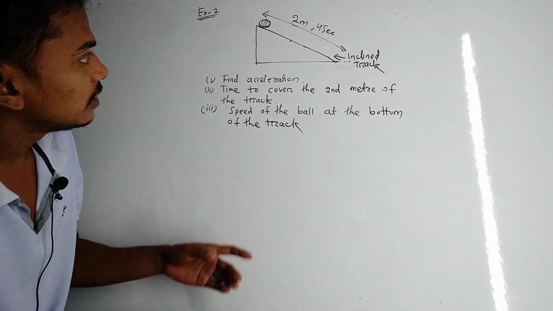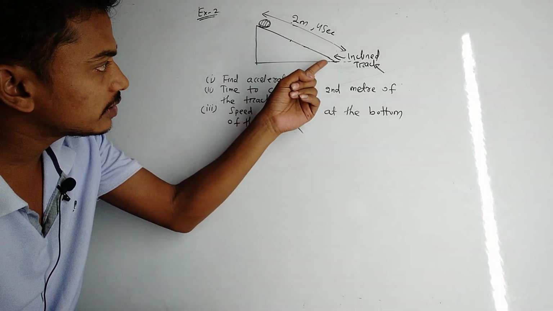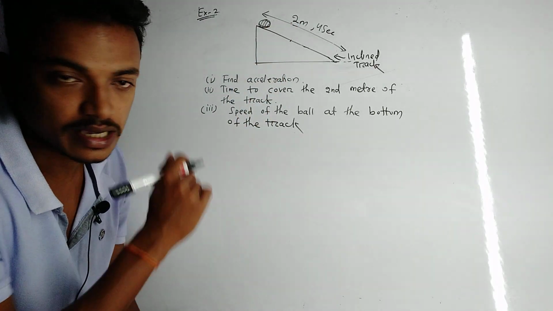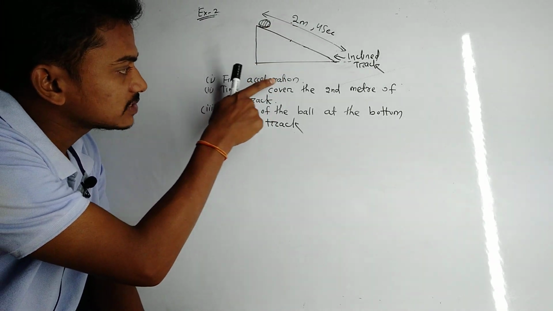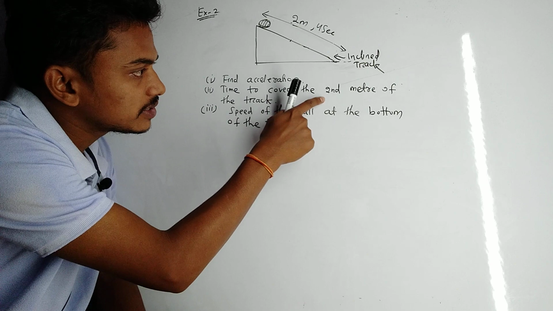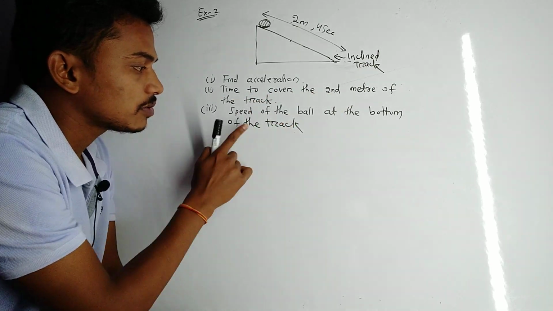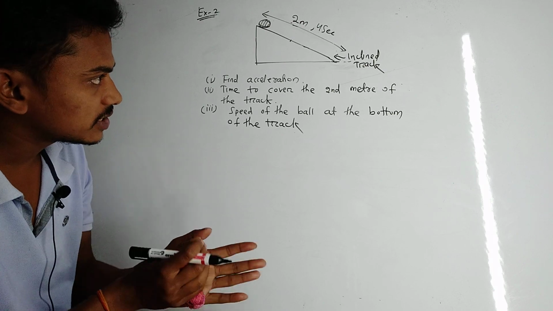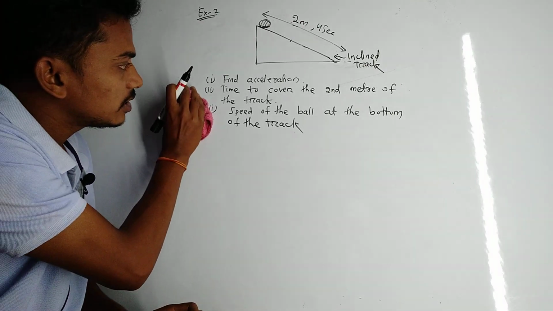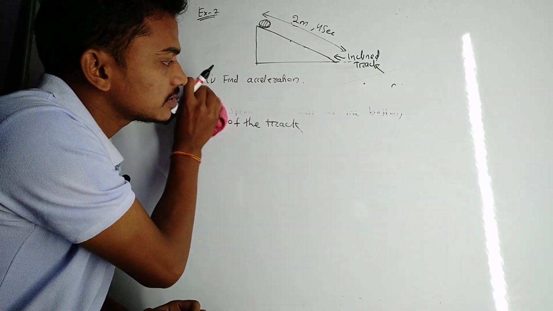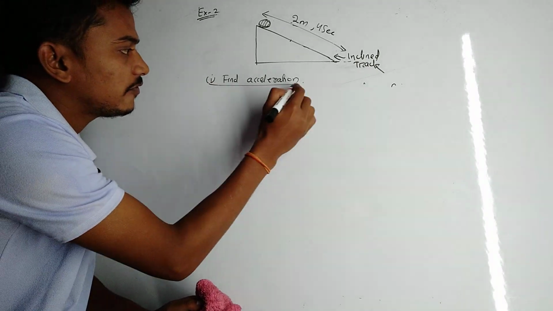Example 2: a ball rolls down an inclined track 2 meter long in 4 seconds. The question is to find the acceleration, the time to cover the second meter of the track, and the speed of the ball at the bottom of the track. Pause the screen and try to solve yourself first. And now see the solution. First bit, find the acceleration.